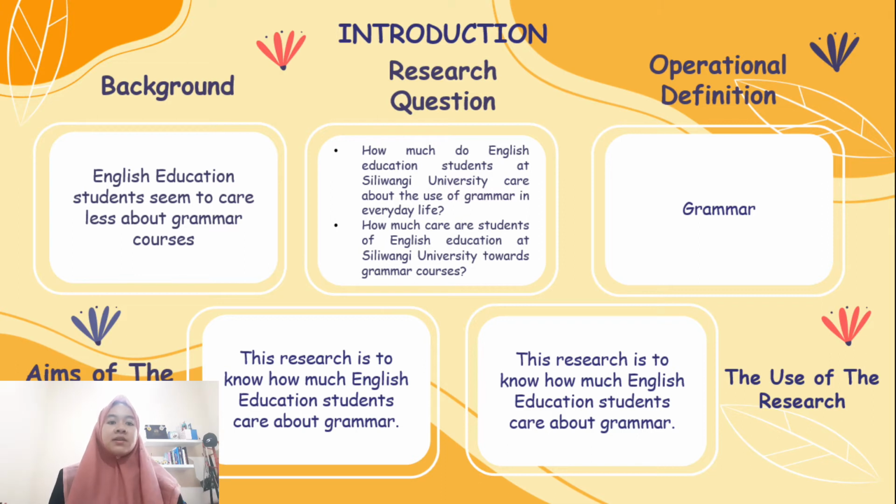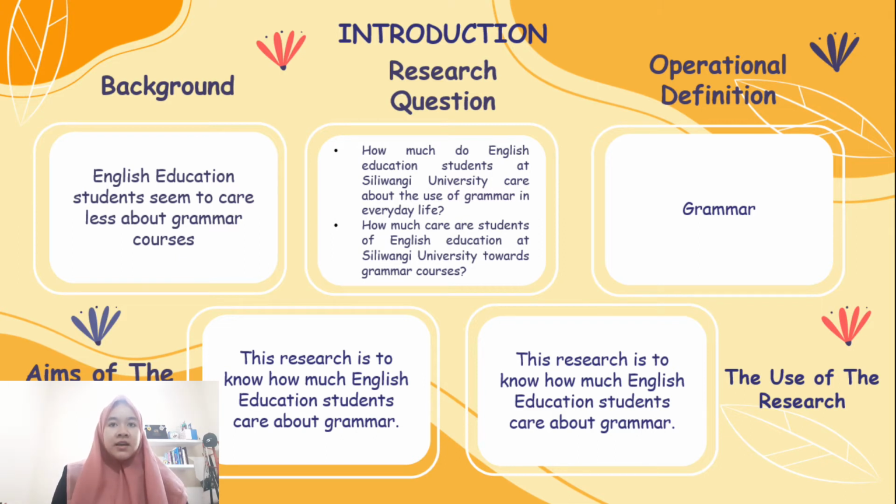Furthermore, there is an operational definition which will determine the variables to be studied, which here will explain the use of grammar, explain students' attitudes towards grammar, and explain the relationship between students' attitude and the grammar course. The next is the aims of the research. The purpose of this research proposal is to find out how much the English education students at Siliwangi University care about the use of grammar in everyday life, and how much they care about the grammar course.